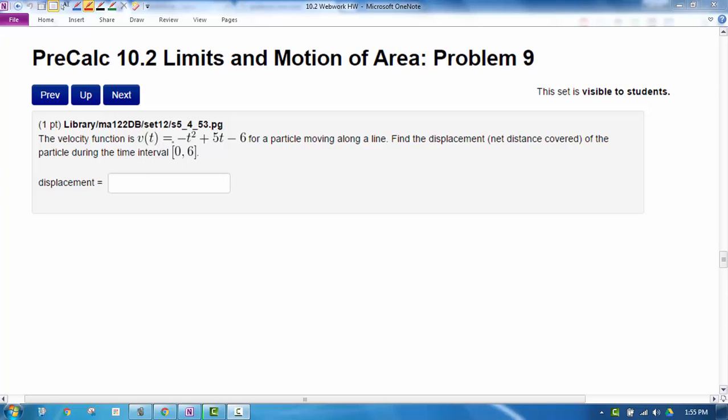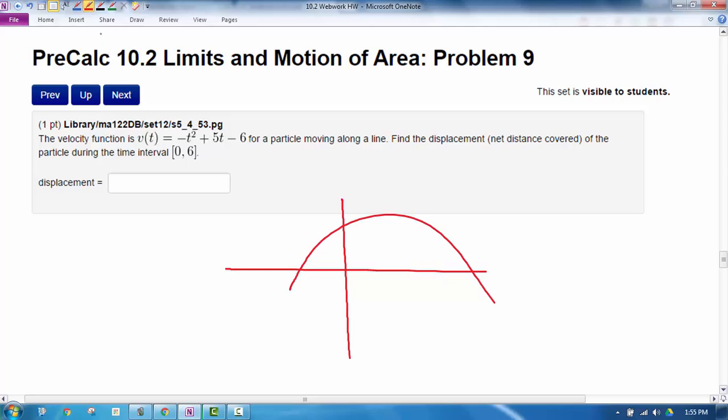Okay, the next problem, number 9, gives us a velocity time function of a particle moving along a line and wants us to find the displacement. We know the displacement is the area underneath the curve, so we could quickly sketch a graph of this. This is a parabola that opens down. I don't know where the vertex is, but let's just say it looks like this. We want to find the area underneath the curve from 0 to 6.